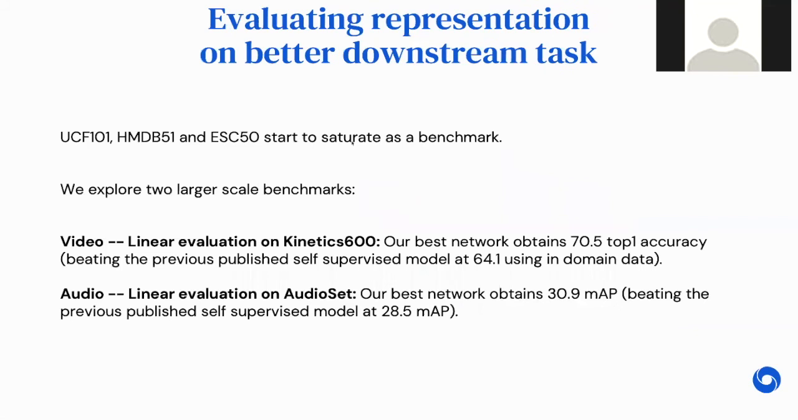And finally, something we explored in this paper is that those datasets that I presented, UCF, HMDB, and ESC-50, are rather small, and they start to saturate a bit as benchmarks for self-supervised learning. So we also propose and explore two larger scale benchmarks to evaluate self-supervised representations: the linear evaluation on Kinetics 600 and the linear evaluation on AudioSet. Since these benchmarks were not yet used, at the time we made a good improvement over previous methods. We got 70.5 top one accuracy versus the previous best published self-supervised result, which was only 64. And on AudioSet, we were getting 30.9 mAP, which was better than the previous self-supervised model at the time. And now there is more work that is, for example, using the linear evaluation on Kinetics as a downstream task.